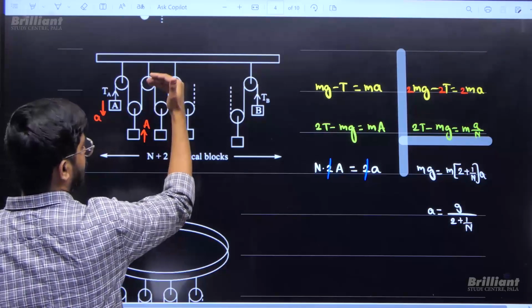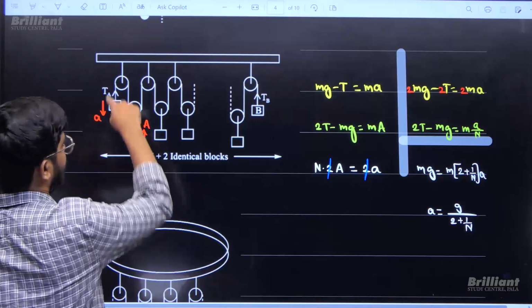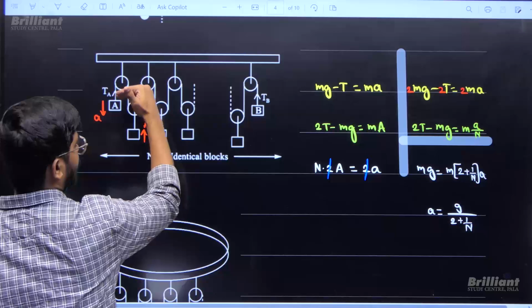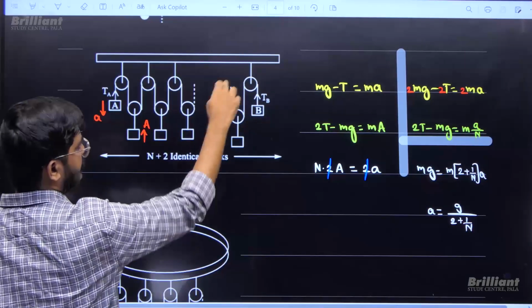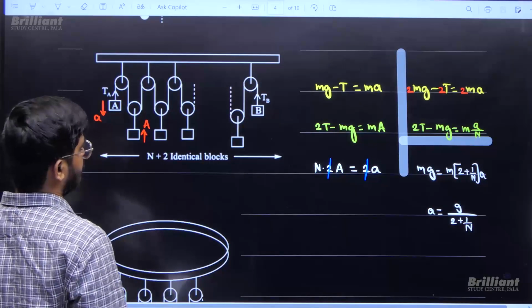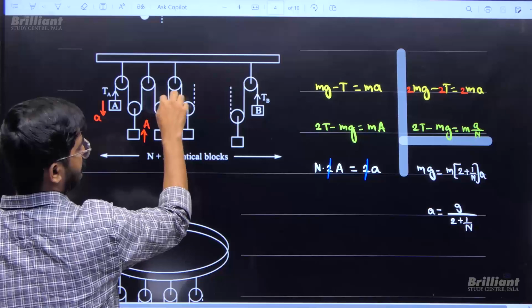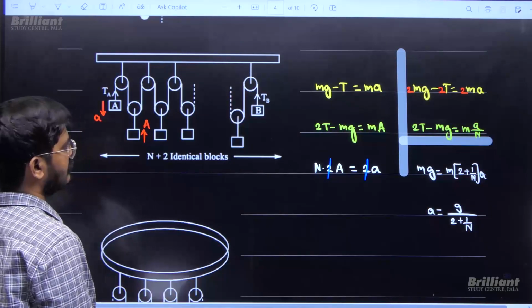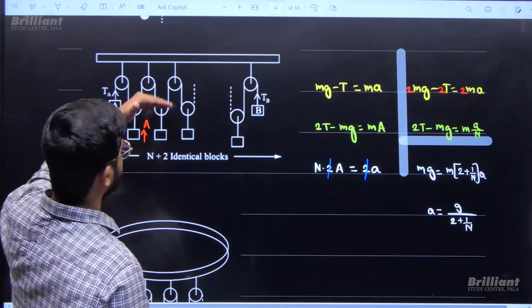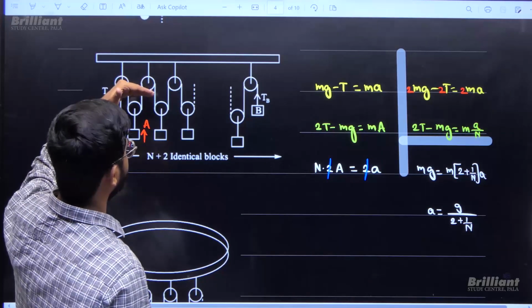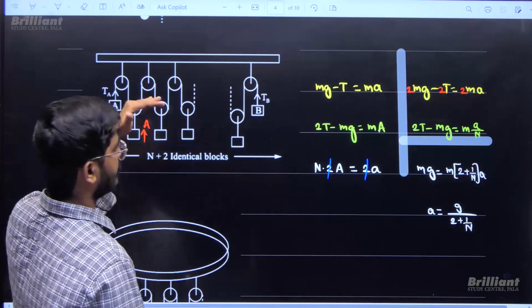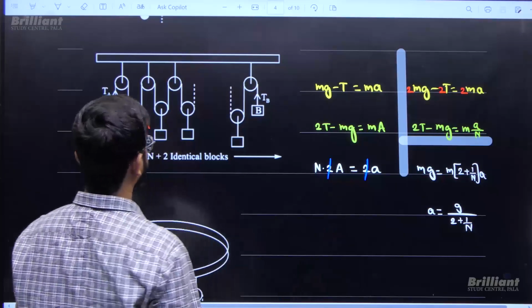If this one goes up by 1 meter, then the length is going to decrease by 2 meters. This decrement should be coming somewhere here, right? So if this one goes up, the decrement in the length is going to be 2a. So if there are n masses, then the total decrement will be n into 2a.